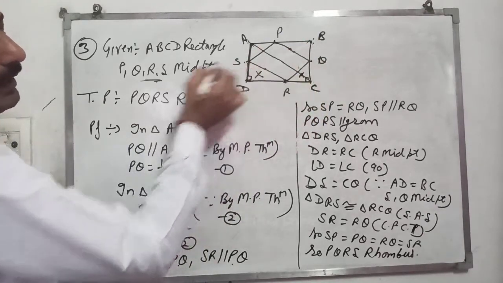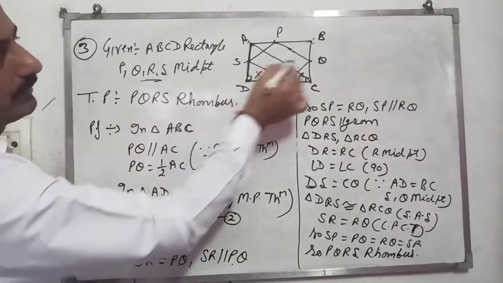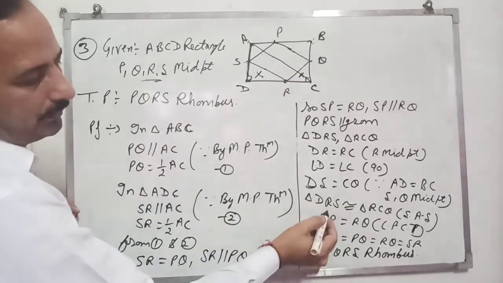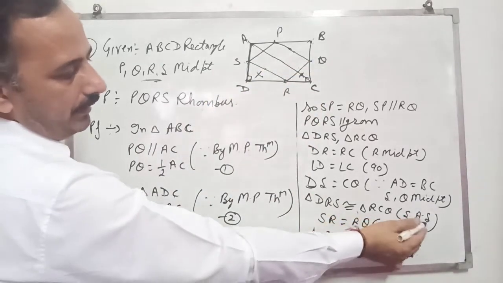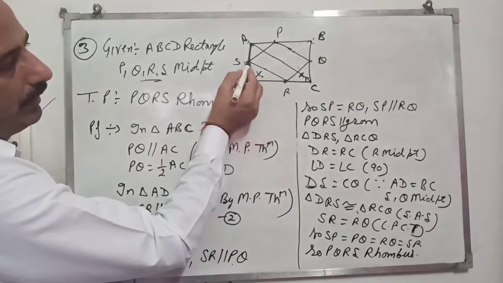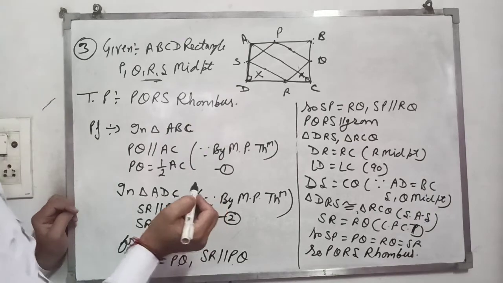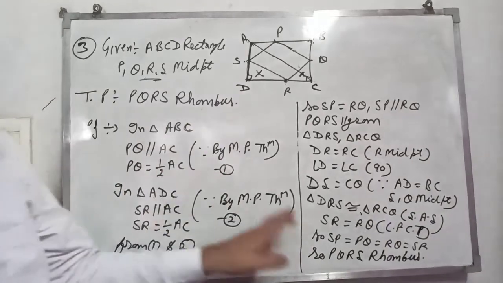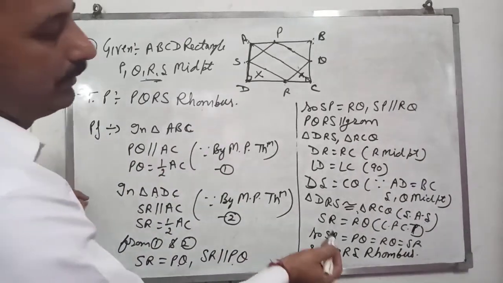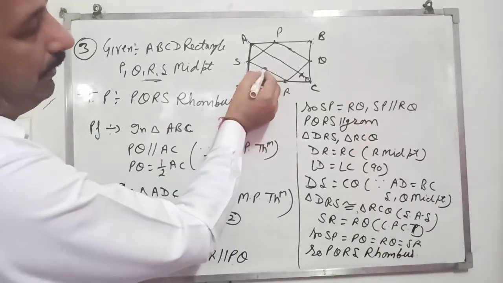So Q and S are the midpoints. So it means DS is also equal to QC. So it's congruent because of SAS. If these are congruent, it means SR is equal to RQ. If SR is equal to RQ, it means all these sides are equal.